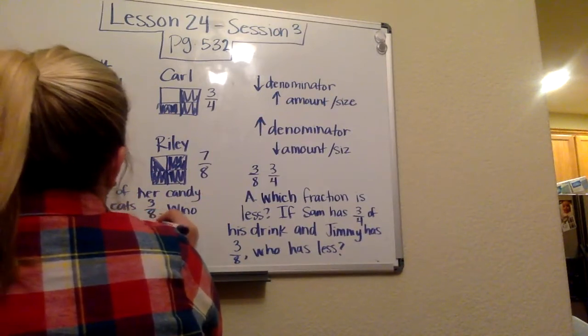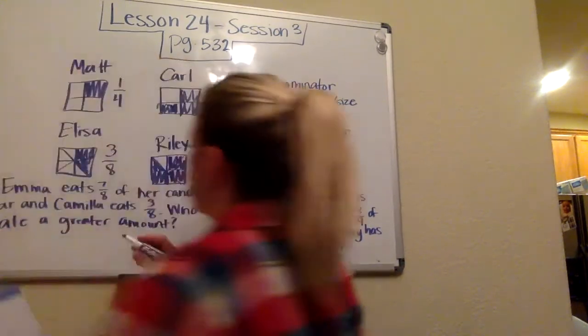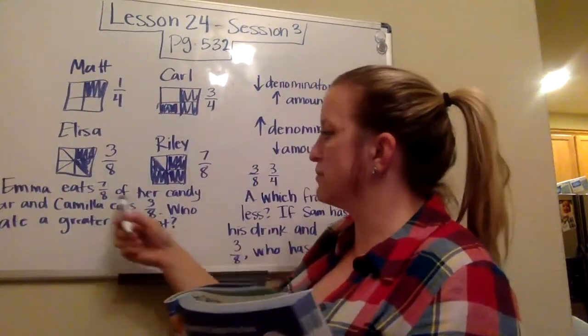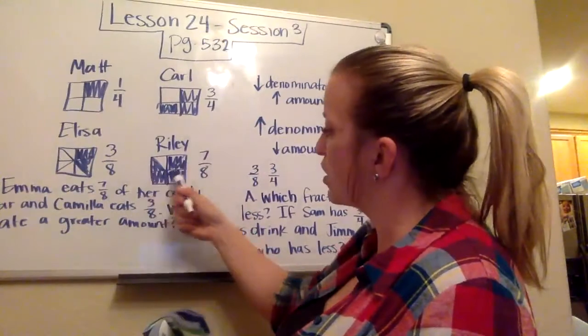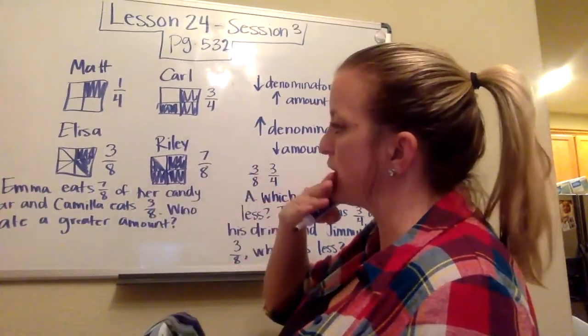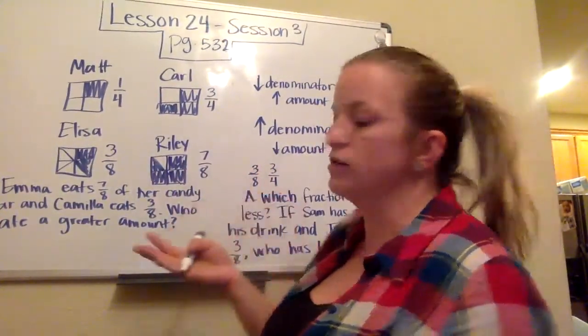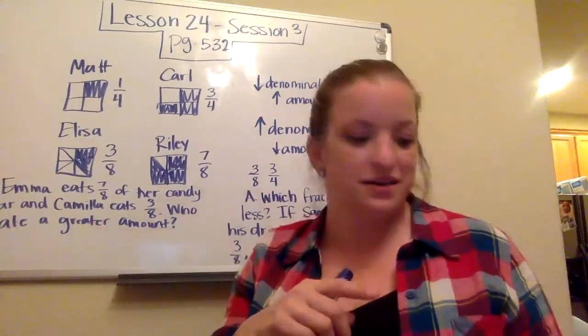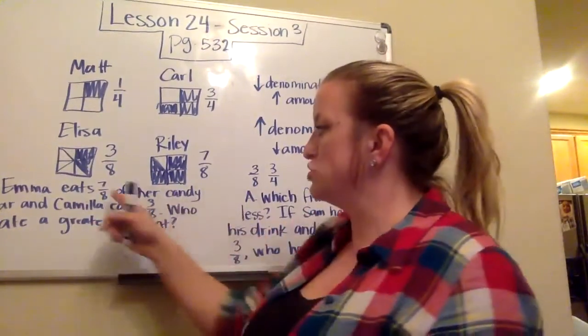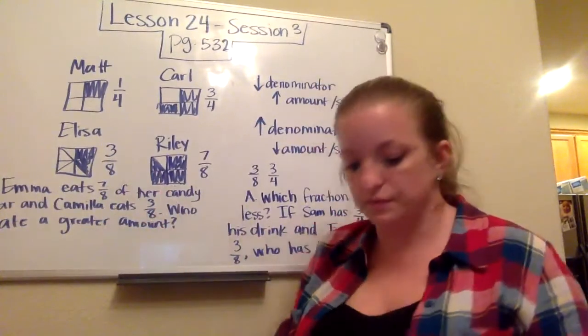amount? So remember, as you have the same denominator, as the numerator is growing, it means you have more of those, so the amount is going to get bigger. So I can automatically tell without even doing this that Emma's going to eat more. Lucky you, Emma, because the numerator is 7 as opposed to 3.